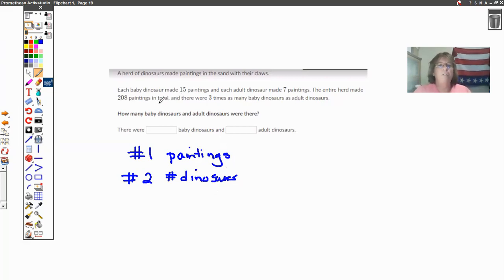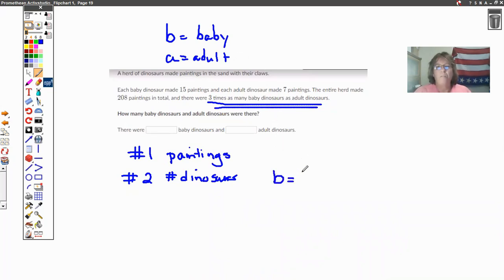The entire herd made 208 paintings, and there were 3 times as many baby dinosaurs as adult dinosaurs. Let's label B as the baby dinosaurs and A as the adult dinosaurs. I don't know how many there were, but there were 3 times as many baby dinosaurs as adult dinosaurs. So the number of baby dinosaurs is equal to 3 times the number of adult dinosaurs, or just B is equal to 3A. And that gets us our first equation.